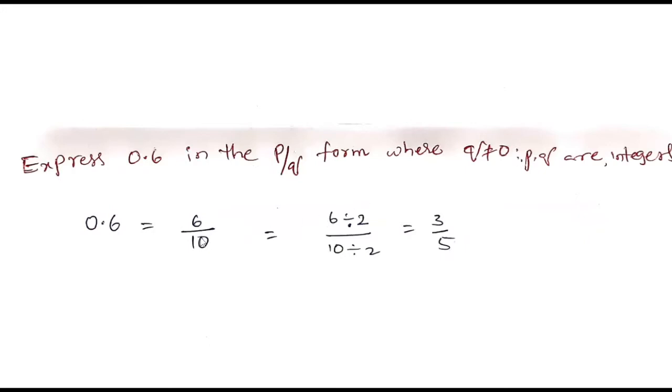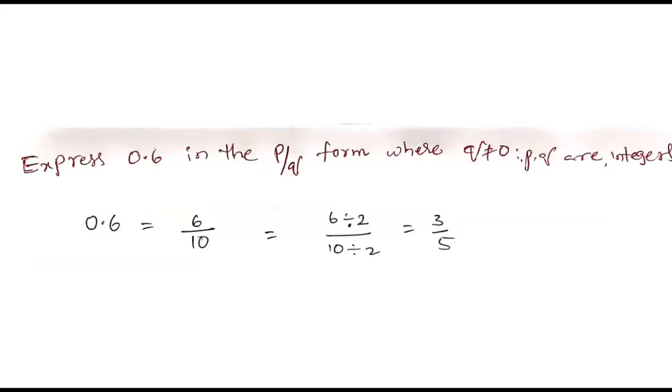So cancellation is possible. 6 divided by 2, 10 also divided by 2. Cancel by 2, you'll get 3 and 5. So 3 by 5. 0.6 is a terminating decimal. Terminating decimal is a rational number. We can express it like this. Is it clear to all? You can't see my video, just tell me.